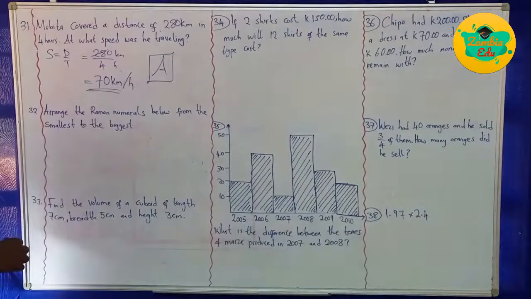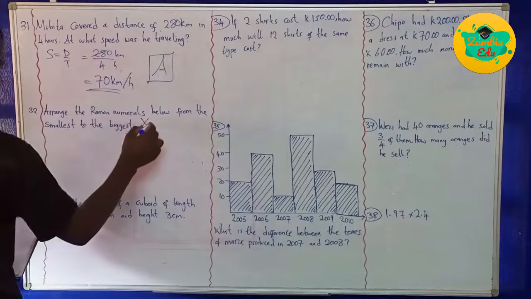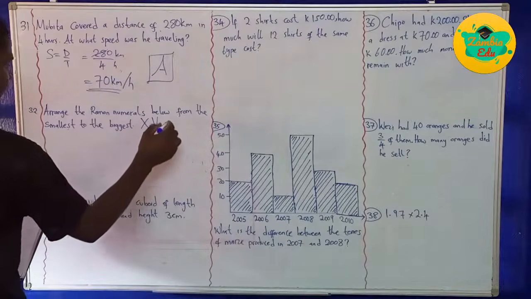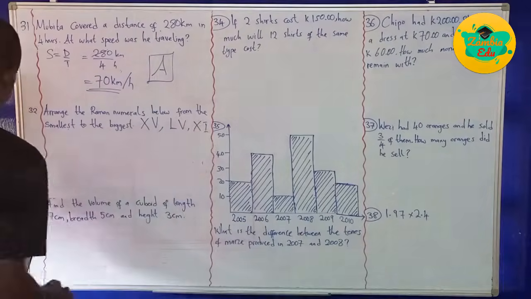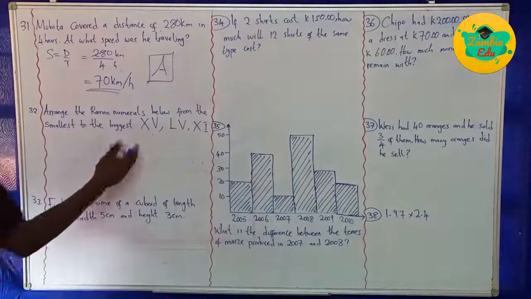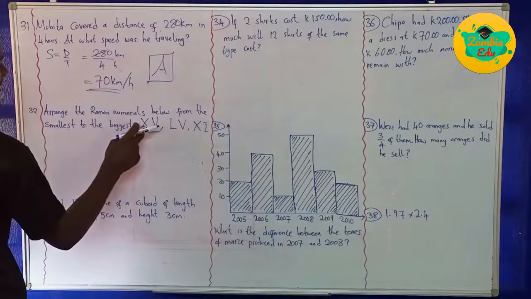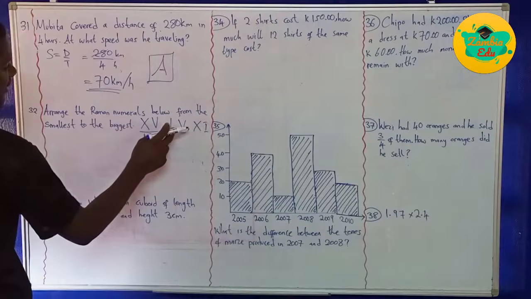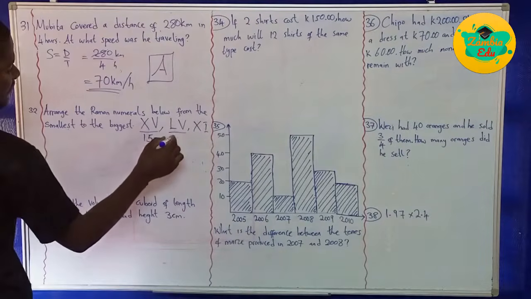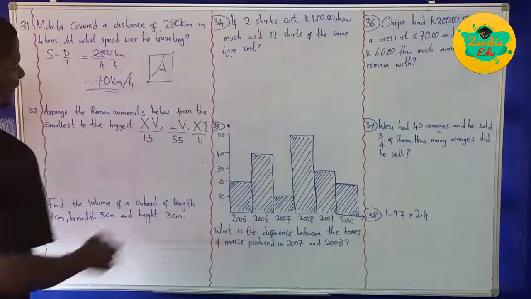Arrange the Roman numerals below from the smallest to the largest. So we have that Roman numeral, we have that, and we have that. So first and foremost, we want to know what each is in Arabic numerals. So this is 10 plus 5, we're talking about 15. This is 50 plus 5, so we're talking about 55. This is 10 plus 1, so we're talking about 11.